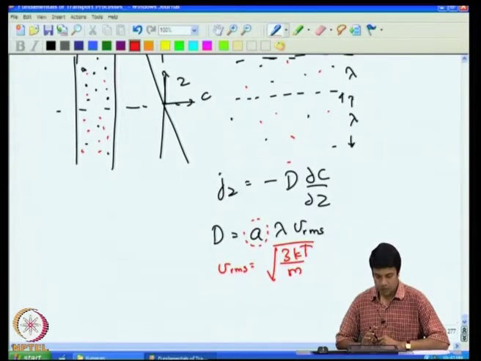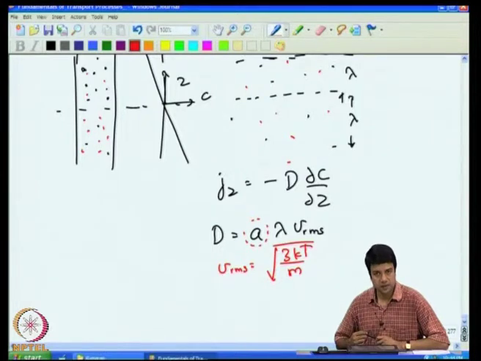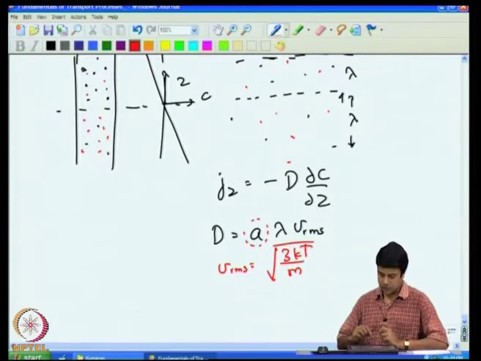So, this diffusivity is a velocity times a length. It has dimensions of length square per unit time, and this is the diffusion coefficient for mass. In all gases, the diffusion coefficient will go approximately as the mean free path times the root mean square fluctuating velocity of the molecules.